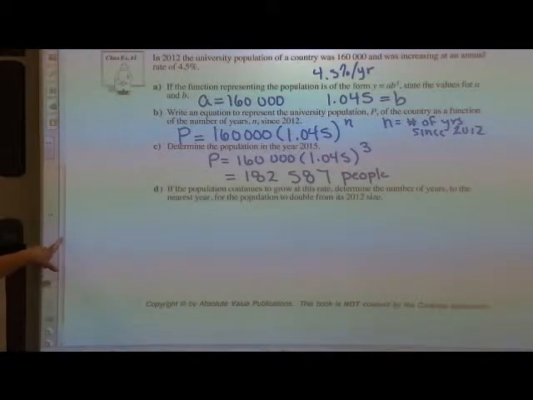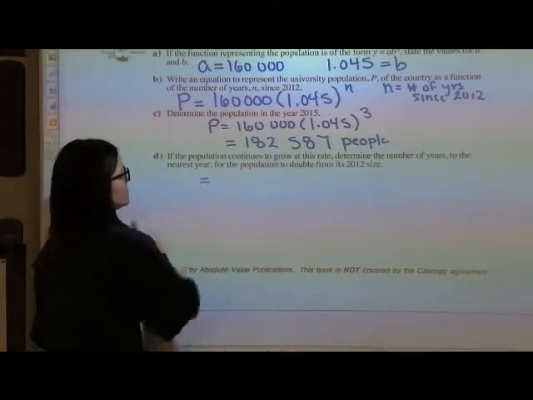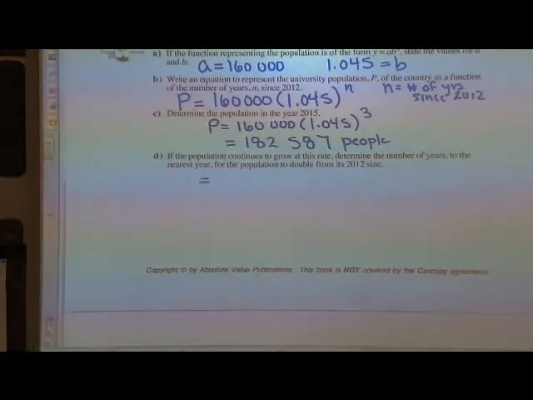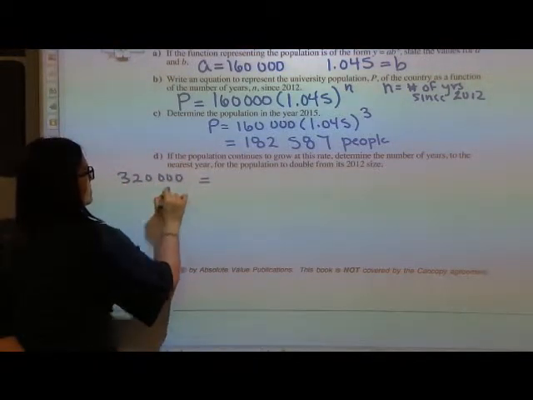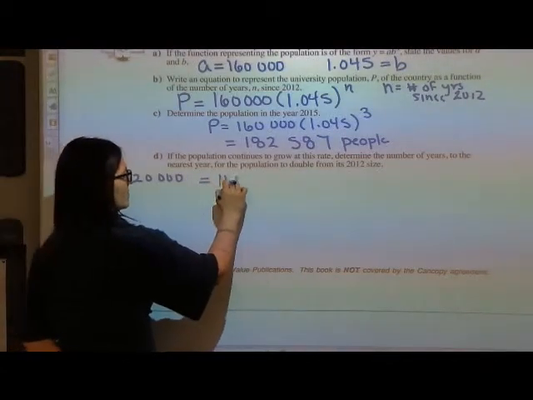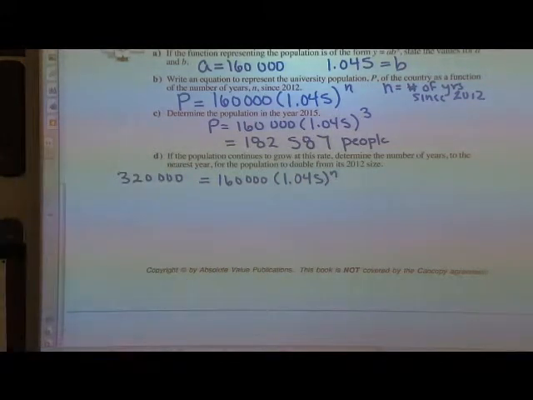If the population continues to grow at this rate, determine the number of years it will take for the population to double from its 2012 size. So how would I set up my equation? So doubling means I would have 320,000 students. What would be the next step for solving for n?